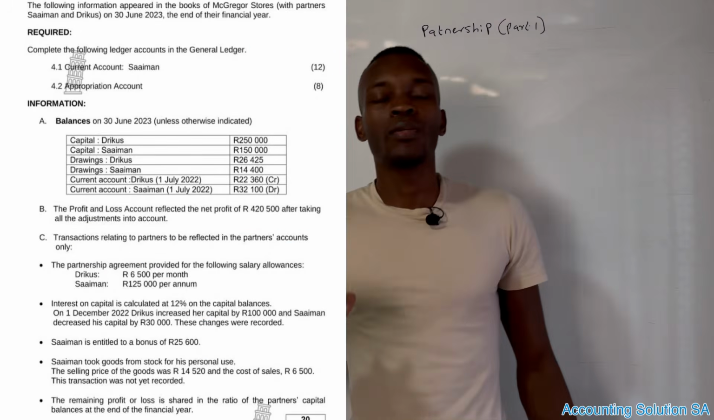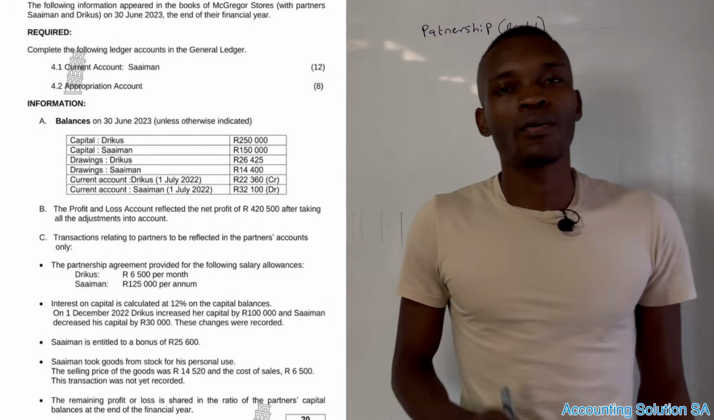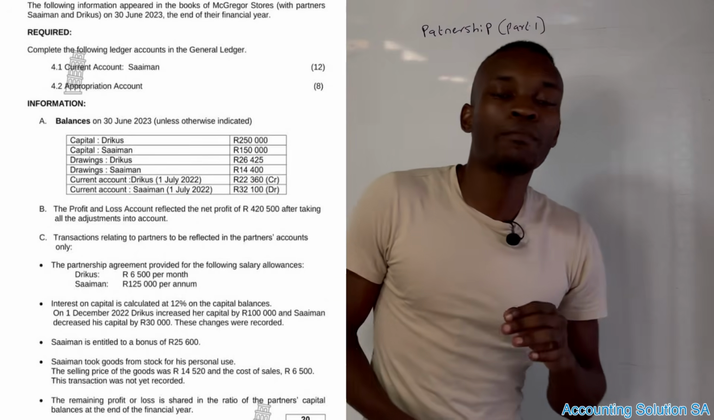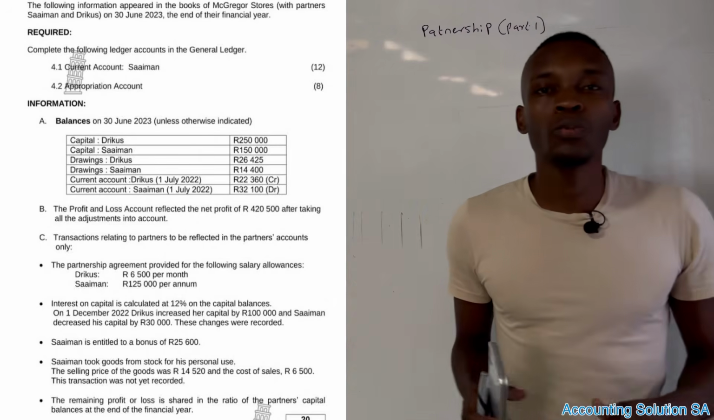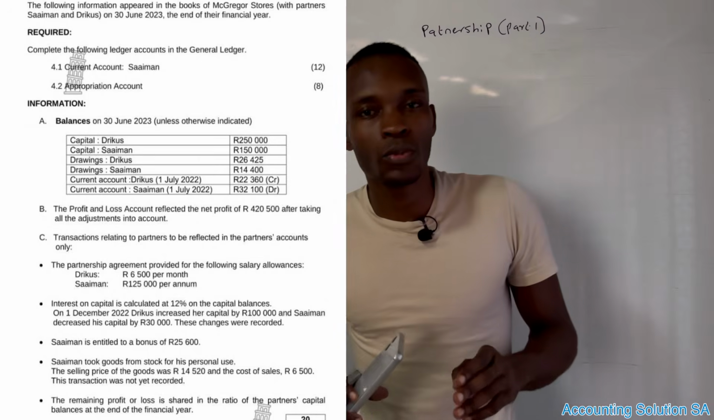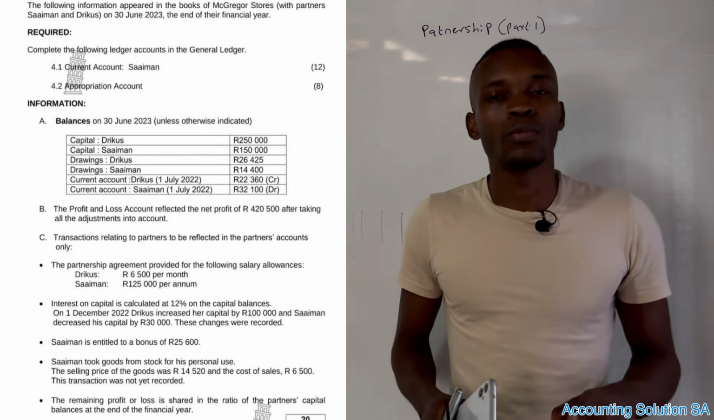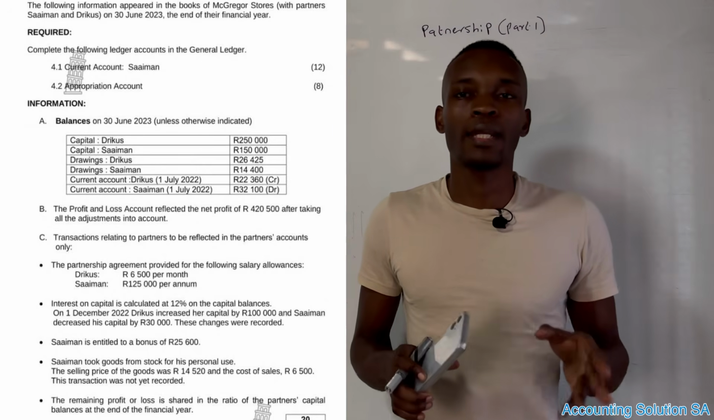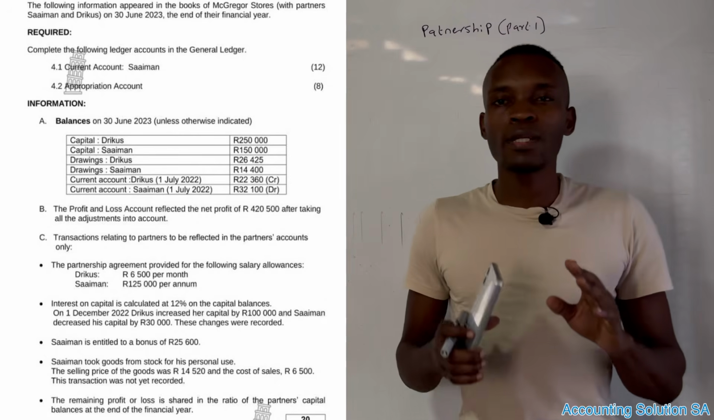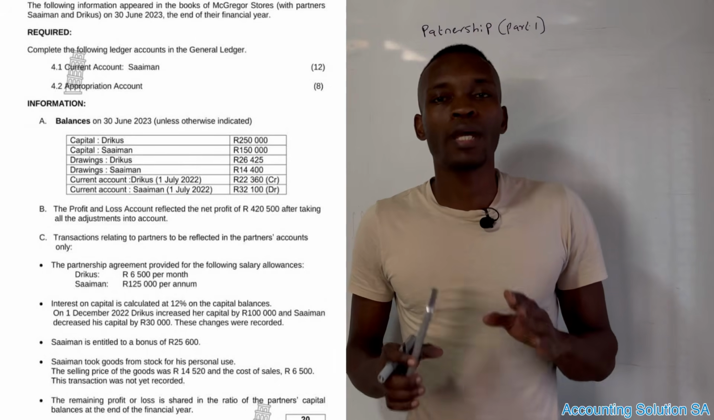Hi grade 11 students. In this video we are going to cover a chapter called partnership. In term 1 we are going to do a portion of this chapter. Basically, we are going to do a final account. Make sure that you watch until the end, guys, because this is very simple. Partnership, when it comes to term 1, they don't bring a lot of things.